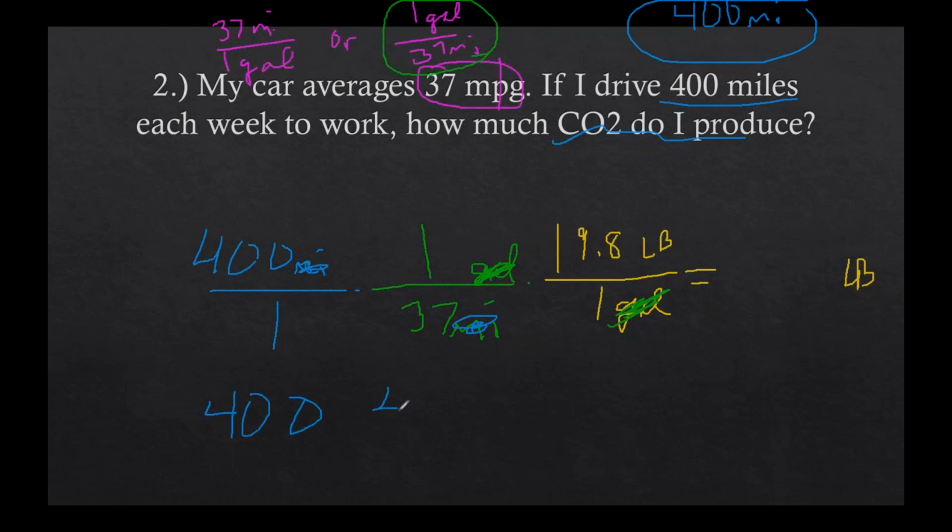So 400 divided by 37 times 19.8 gives me how many pounds of CO2? Just round to the nearest pound. 214. So if this is your situation, you produce 214 pounds of carbon dioxide. Okay, all right, so that's gasoline.